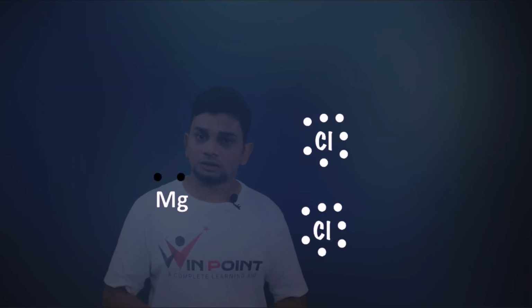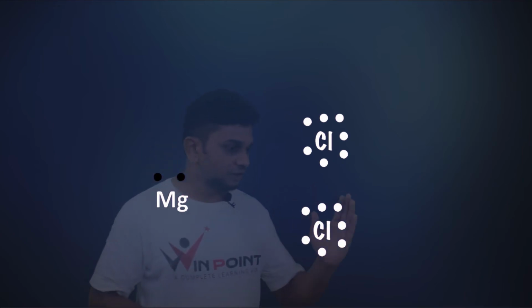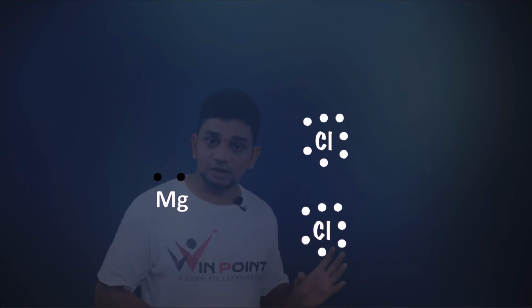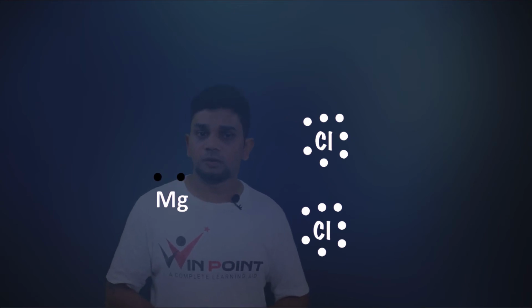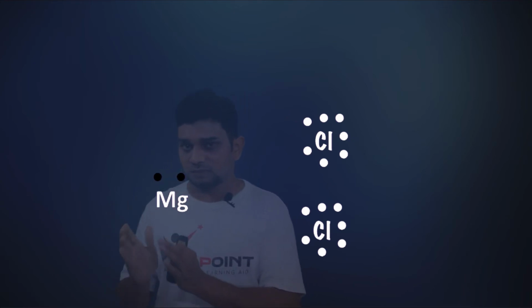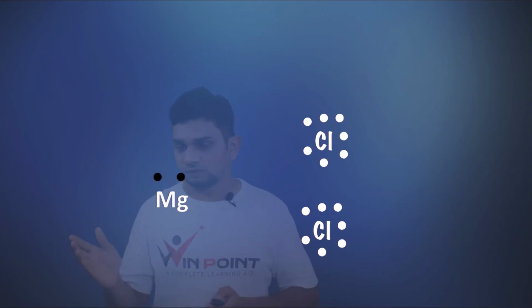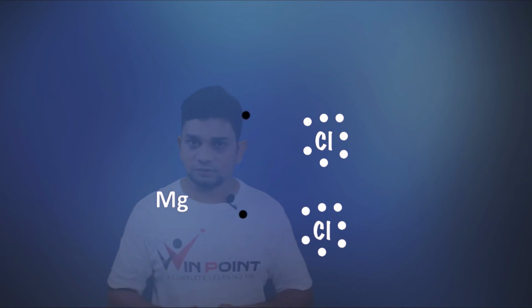Now we can draw the electron dot structure. Here Mg has 2 electrons in the outermost shell, Cl has 7 electrons in the outermost shell, this Cl also has 7 electrons in the outermost shell. What is going to happen during the bond formation? From the Mg atom, these 2 electrons are going to transfer to these Cl atoms. So we can see that these 2 electrons are transferring to these Cl atoms.